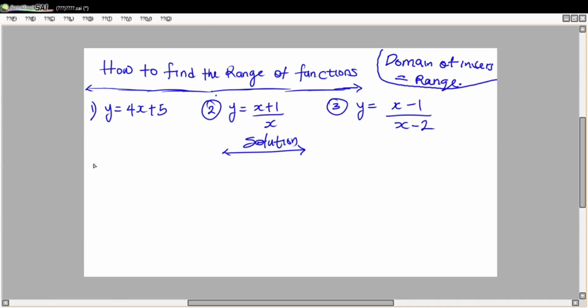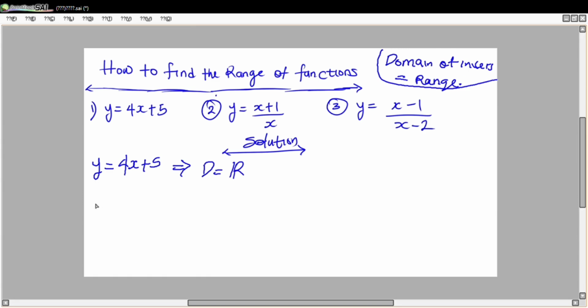So let's start. y is equal to 4x plus 5. The domain of this is all real numbers, or minus infinity to infinity. Now, how do we find the range? First of all, let's find the inverse. If you have not watched the video on inverse, click on the link below to watch a video on how to find inverse of any function.